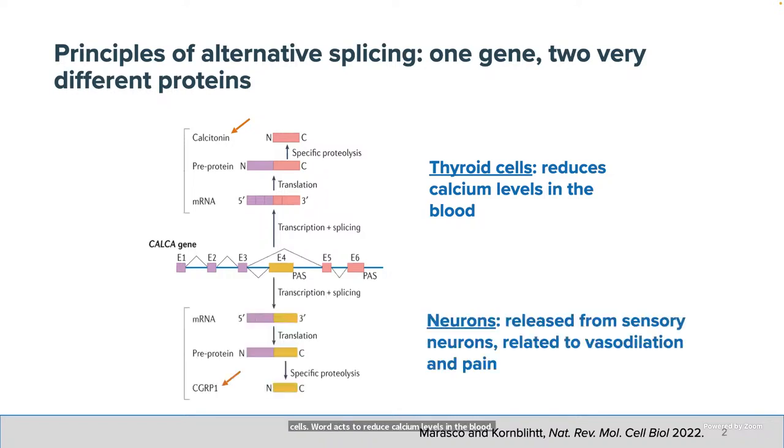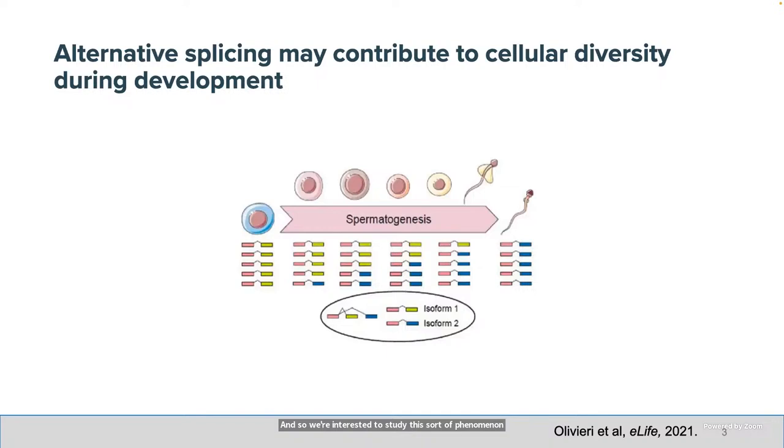Alternatively, it can be spliced to include the yellow exon, and this ends up producing a totally different protein that is expressed only in neurons, where it is released to control vasodilation and pain pathways. So not only is this process leading to two different functioning proteins, those proteins are also expressed in a very cell type specific manner. And so we're interested to study this sort of phenomenon more globally to see how these trends contribute to cell diversity.